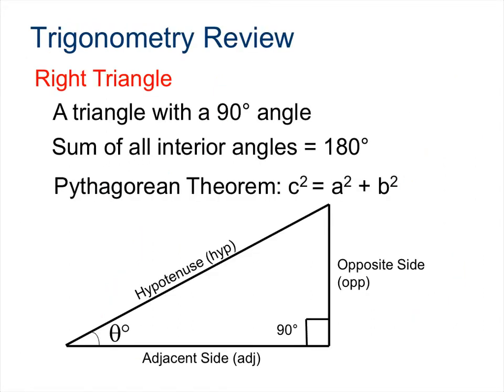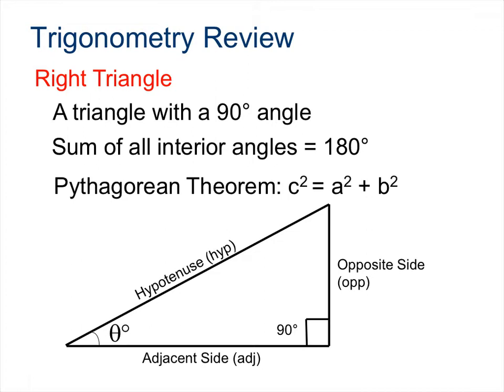Now, in order to do some of the calculations for truss designs, we're going to have to review a little bit about trigonometry. Trigonometry is all about the study of triangles. In particular, we're going to be looking at right triangles. A triangle with a 90-degree angle is considered a right triangle, and recall that the sum of all interior angles of a triangle always adds up to 180 degrees.